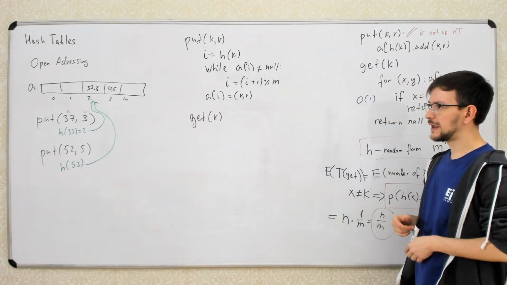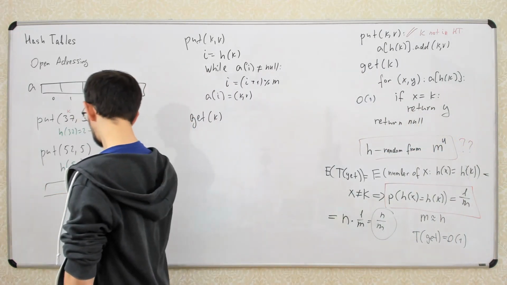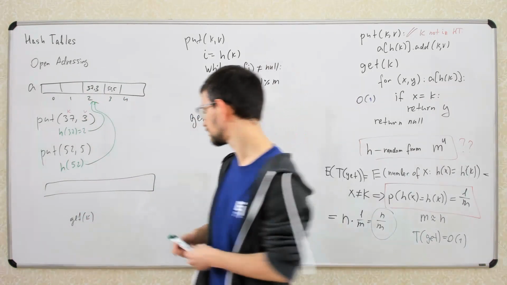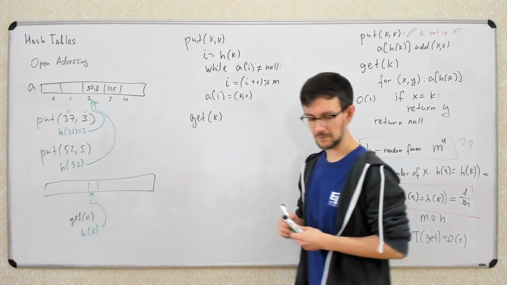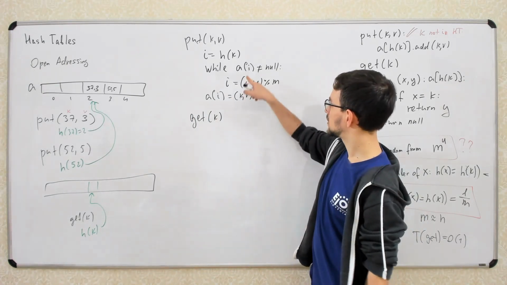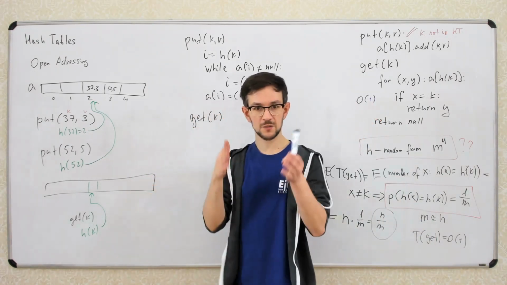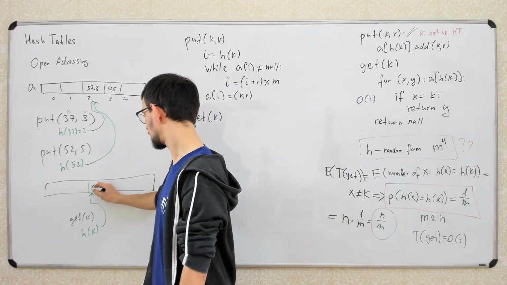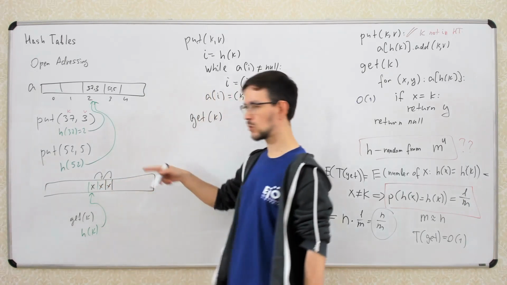Now, how to make the get operation? What happens when you make get? Again, you make get of k. You calculate the hash value of k. You find some position in your array. Now you try to find the pair which has key equal to k, starting from this position. So, where may this pair with key equal to k be? It's either here or to the right. So you go here and start to look for some pair which has the key equal to k.